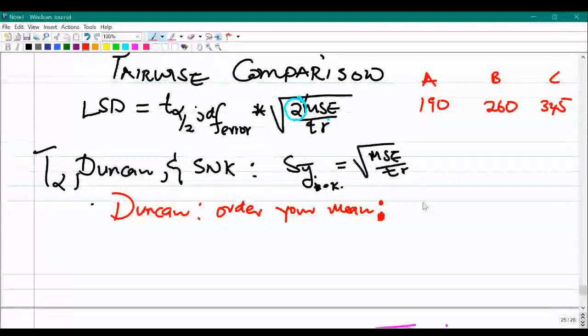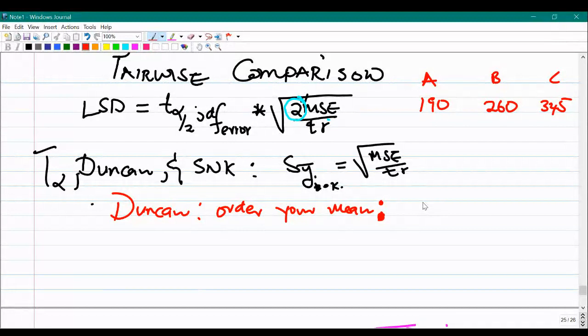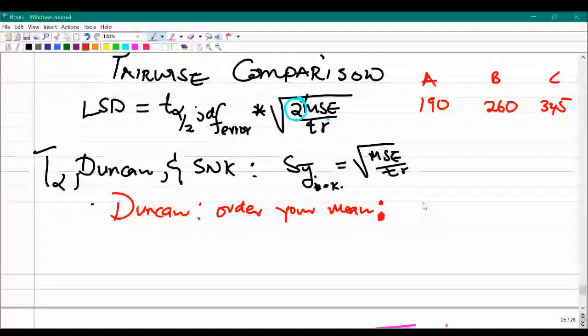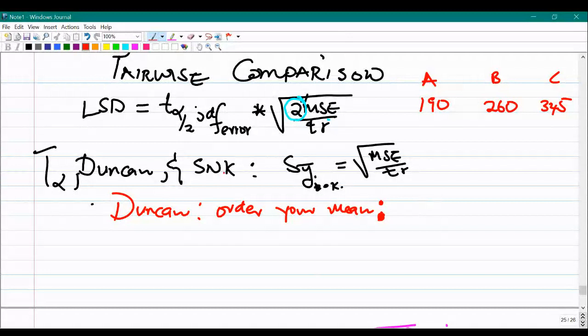How did you get it, my brother? You divided by what? 3. Why 3? Why are we dividing by 3, my brother? What's the definition of the mean? Isn't it 6? It's 31.6. What is the definition of the mean? 31.6.